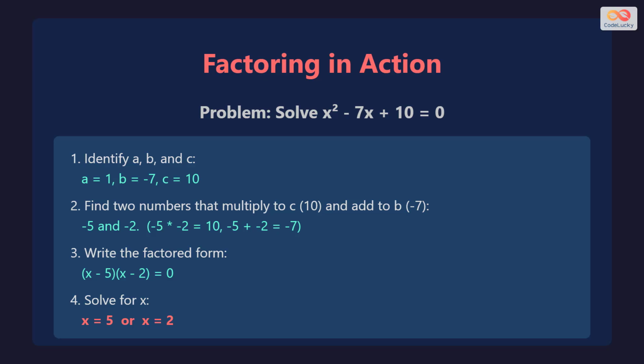Let's walk through an example of factoring. Consider the equation x squared minus 7x plus 10 equals 0. Here, a is 1. We need two numbers that multiply to positive 10 and add to negative 7. Those numbers are negative 5 and negative 2. So we can rewrite the equation as (x minus 5)(x minus 2) equals 0. This gives us our solutions, x equals 5 or x equals 2.